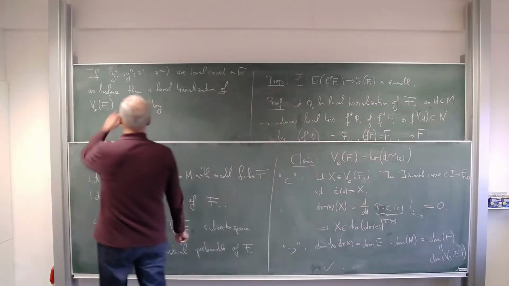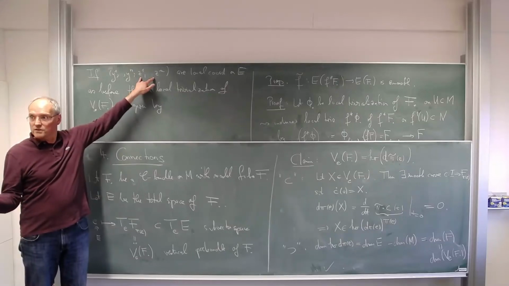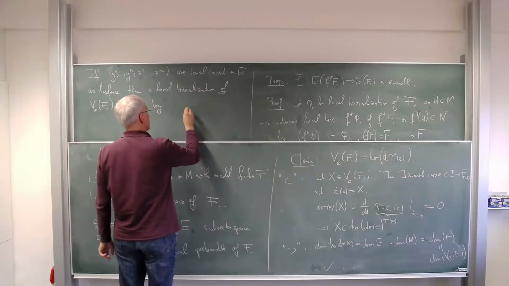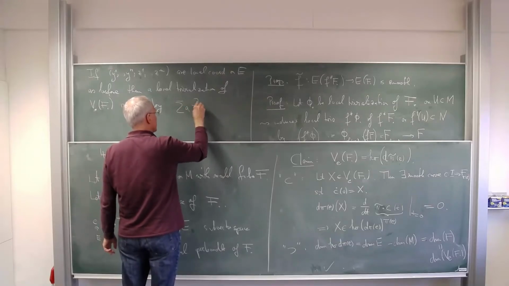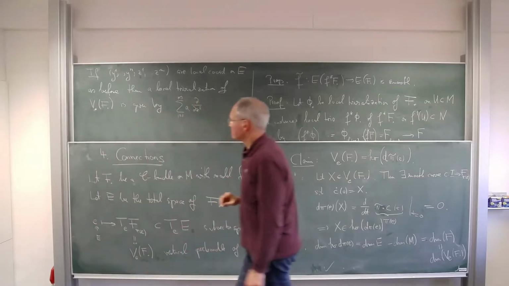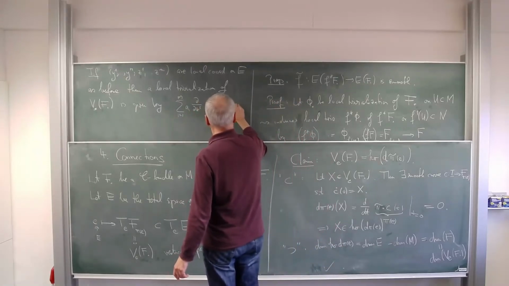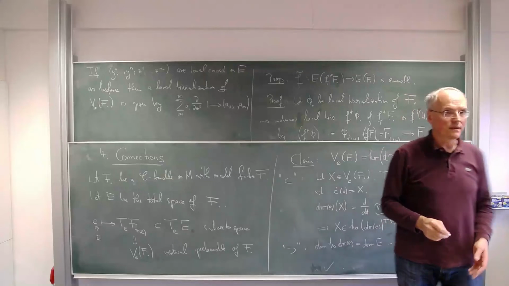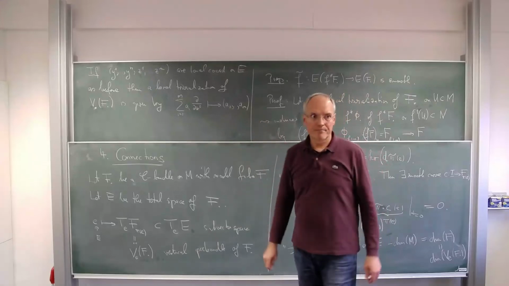Exactly, because these are coordinates on the fiber, and so the corresponding coordinate vector fields span the corresponding tangent space. So any vector here can be written uniquely in the form sum ai dzi, i from 1 to m, and I associate to this the vector a1 up to am. So this gives me a local trivialization. It's an isomorphism between this space V of F and Rm.